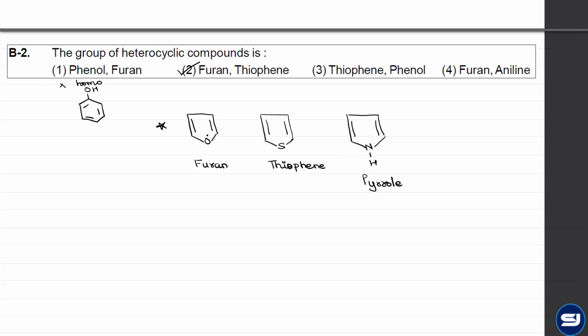How many lone pairs on oxygen? 2. Sulfur, 2. Nitrogen, 1. So this would be the complete structure with the lone pairs. Clear? Yes, sir.